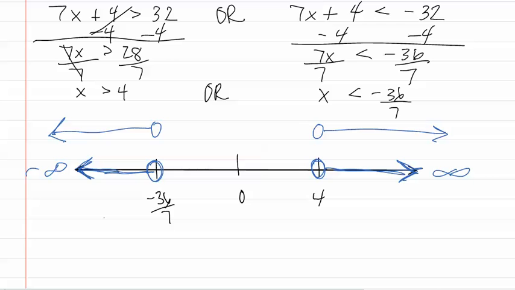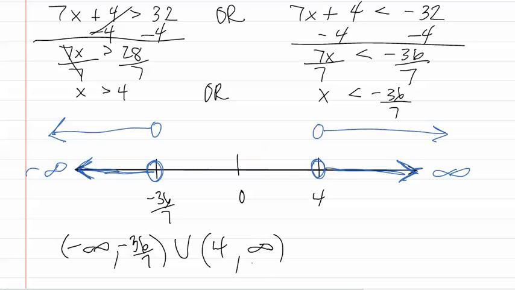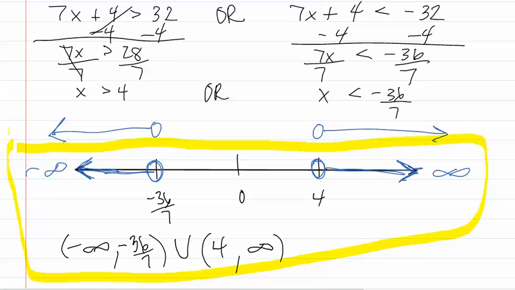We can now write the union statement, which is parentheses, negative infinity, comma, negative 36 sevenths, parentheses, because it's an open dot, union or horseshoe shape, parentheses, 4, comma, positive infinity, parentheses. This is our final answer. Remember, when you're dealing with absolute value questions, if it is a greater than problem, it is an OR statement.